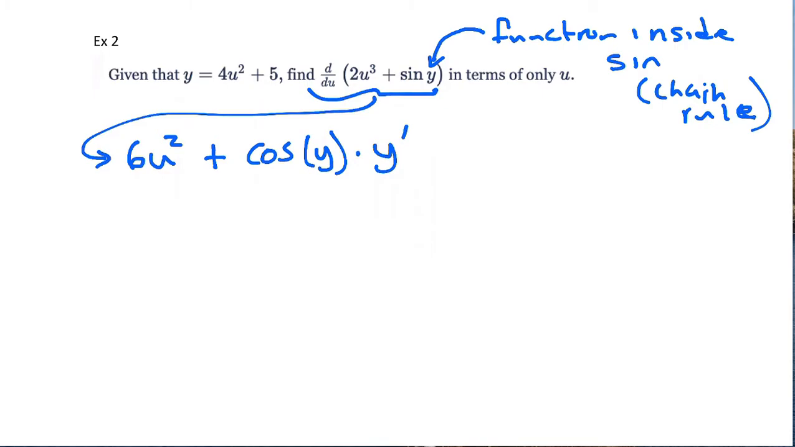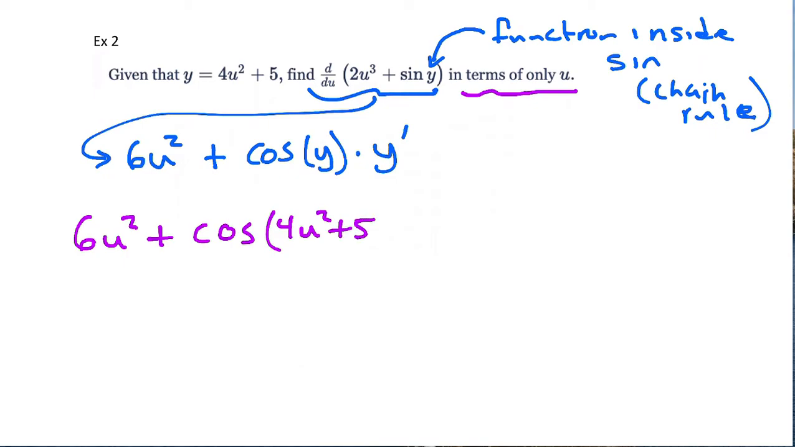Now, if you look at what it says, it's saying, write this in terms of u only. Right now, I have it in terms of y and u. So, one thing I could do is instead of writing y, I could write 4u squared plus 5, because that's what y is.